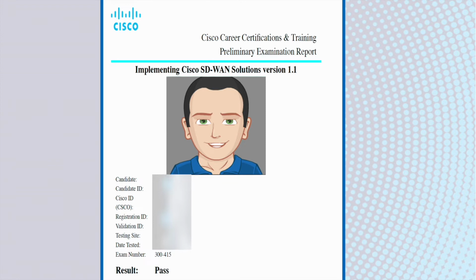Yes, so the candidate picture would be there, and this would be a preliminary examination report, where the candidate ID, Cisco ID, the registration ID, the testing site, date, everything would be mentioned, and at the bottom it will be mentioned whether it is pass or fail, right? So it will automatically come to you after the completion of the exam, right?